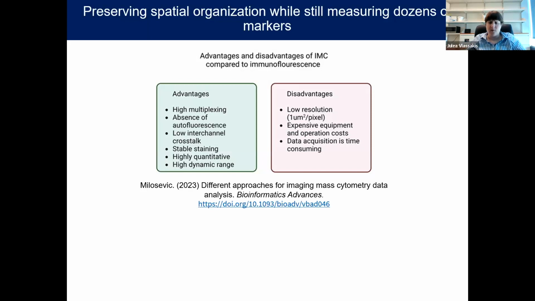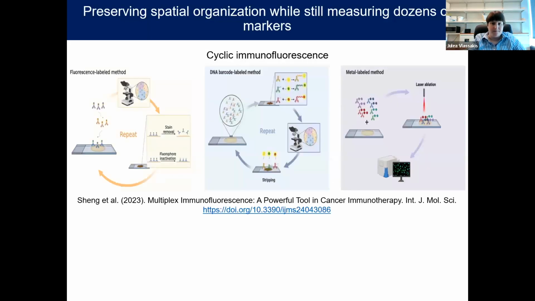Some disadvantages would be lower resolution compared to standard immunofluorescence, so sort of 1 micron squared per pixel. The expensive equipment and operation costs. So this is not going to be the type of instrument that every person has in their lab at this point. And I think you're going to be relying on core facilities for quite a while in this area. And the data acquisition is quite time consuming.